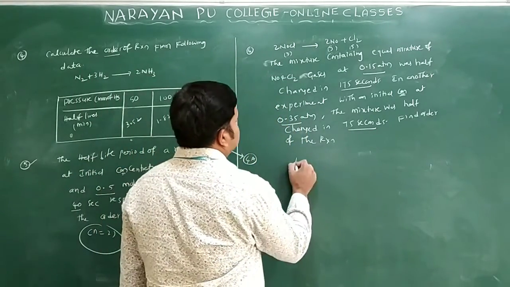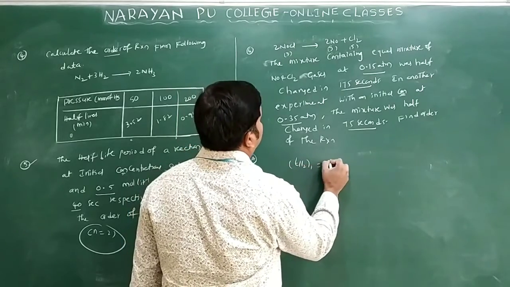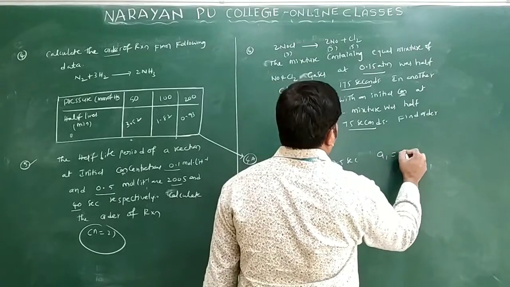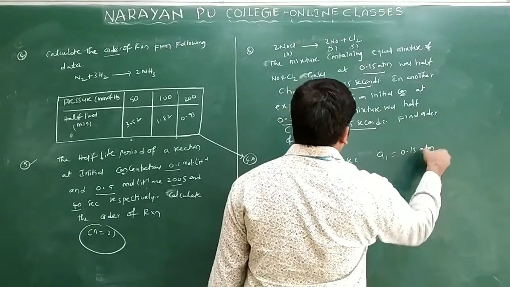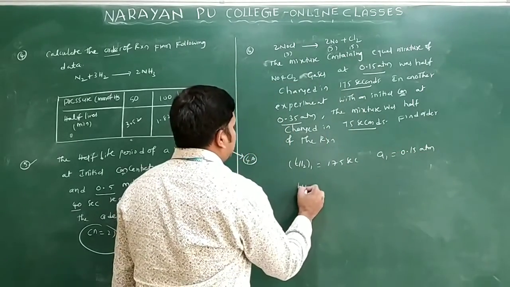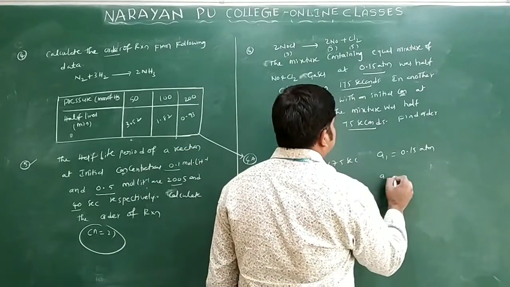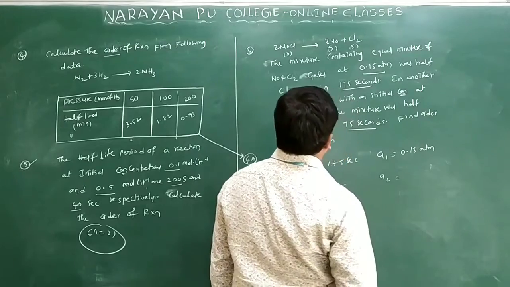Suppose you are taking, suppose I am taking T1 of is equal to 175 seconds. Suppose I am taking A1 is equal to 0.15 atmosphere. Now this is T of 2 is equal to 75 seconds and this is A2 is equal to, how much you will get, 0.35.